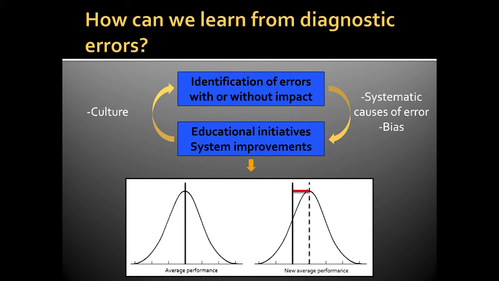Once we identify errors, we need to analyze those errors to identify systematic causes of error, bias as a contributor to other errors, and other contributing factors. When we understand the contributing factors to errors, then we can develop educational initiatives and system improvements to address those contributing factors. And underlying these processes is having a culture that supports reporting and learning from diagnostic errors. Remember that the goal is not to identify low performers. The goal is to identify best practices that we can share with everyone and shift everyone's average performance to the right so that we all do better.